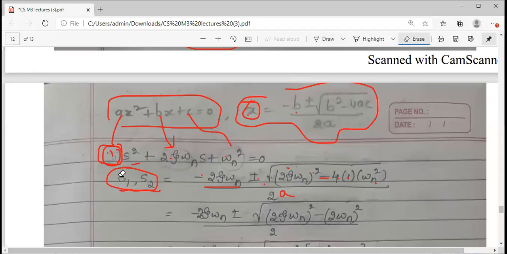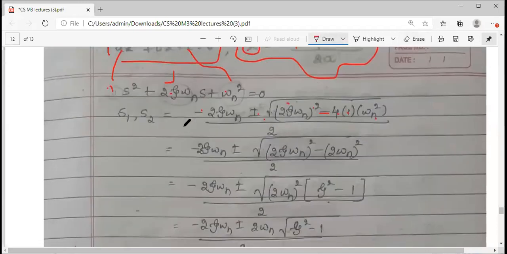Now, further simplification. I am finding the roots so that you can take the factors of the denominator's quadratic equation, and it will be easy for partial fractions. And based on the roots, we can have some conditions. Further, what I will do is simplify this.